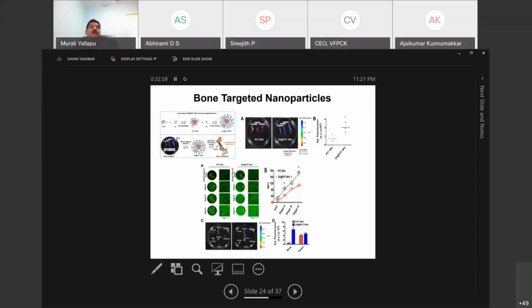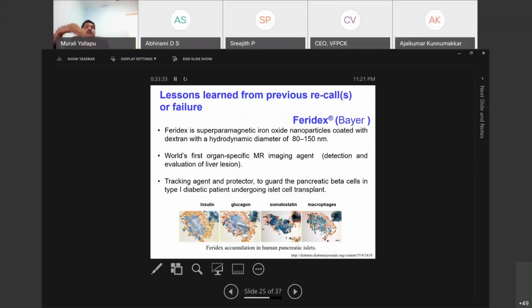Not only that, we can also aim to deliver more efficaciously to the bone when you choose a specific zoledronic acid on the nanoparticle surface, so that it can draw these nanoparticles more efficiently towards the bone, since ZA has more tendency to go and bind to the bones. That way you can improve bone targeted delivery. So these are some of the examples we have come across of how we can improve delivery.